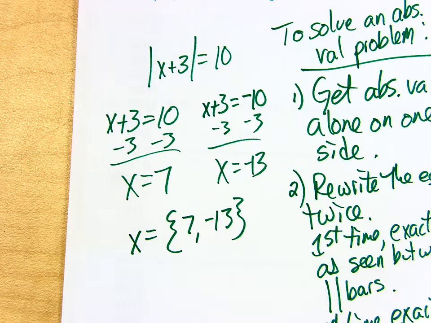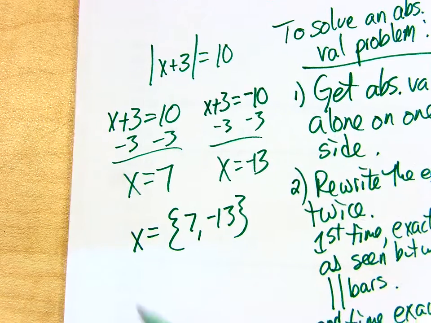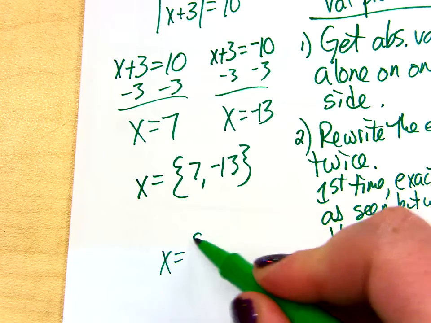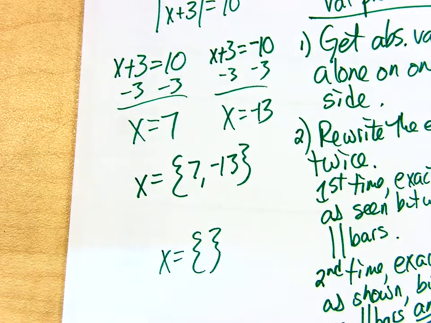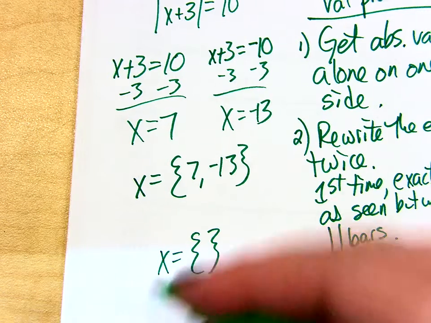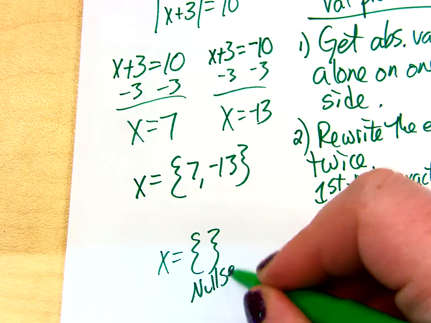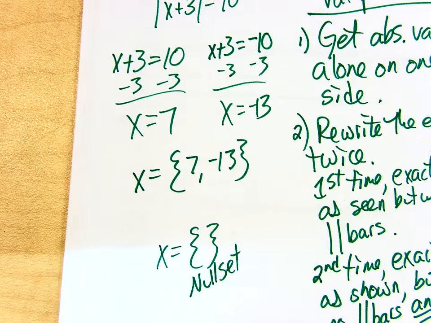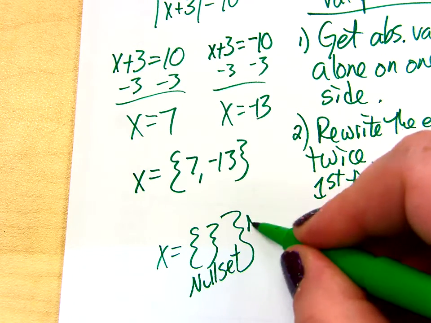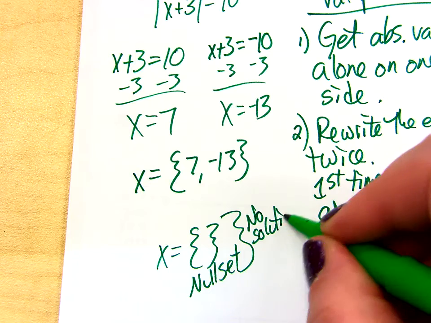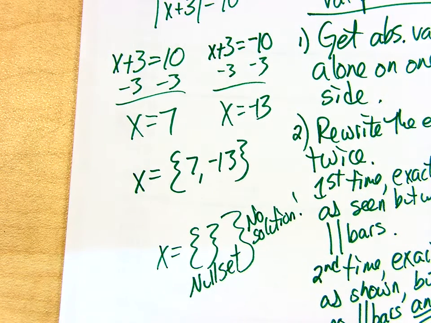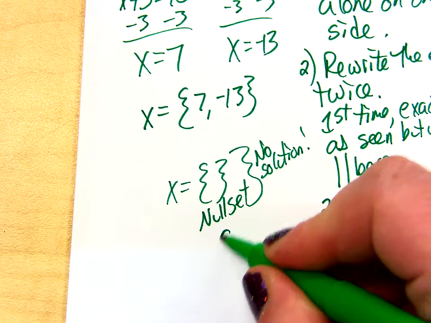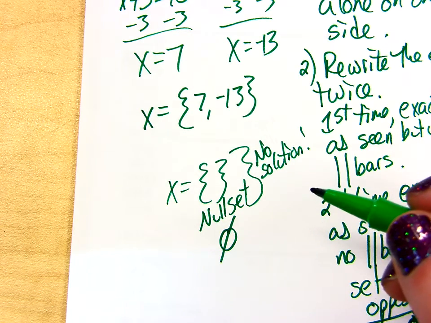What happens if something has no solution? Another way to write it, besides writing no solution, is to literally write x equals and just have nothing in your brackets. And it has a fancy name. It's called the Null Set. Oh, look at us getting technical here. Null Set just means that there's nothing in my set of answers. So this just means no solution. Sometimes people also write the 0 with the slash through it. Have you seen that? Okay.